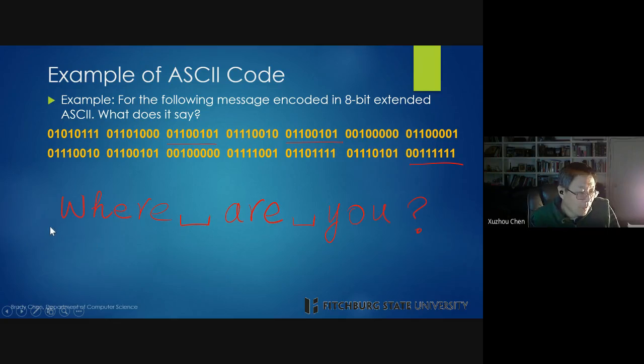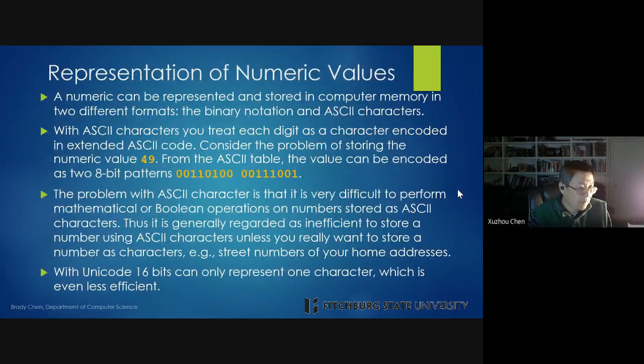So this is actually the message, and this is actually what happens in the computer. This is the actual code that is stored in the computer system, using the ASCII code. Okay. Now this is actually for the character.